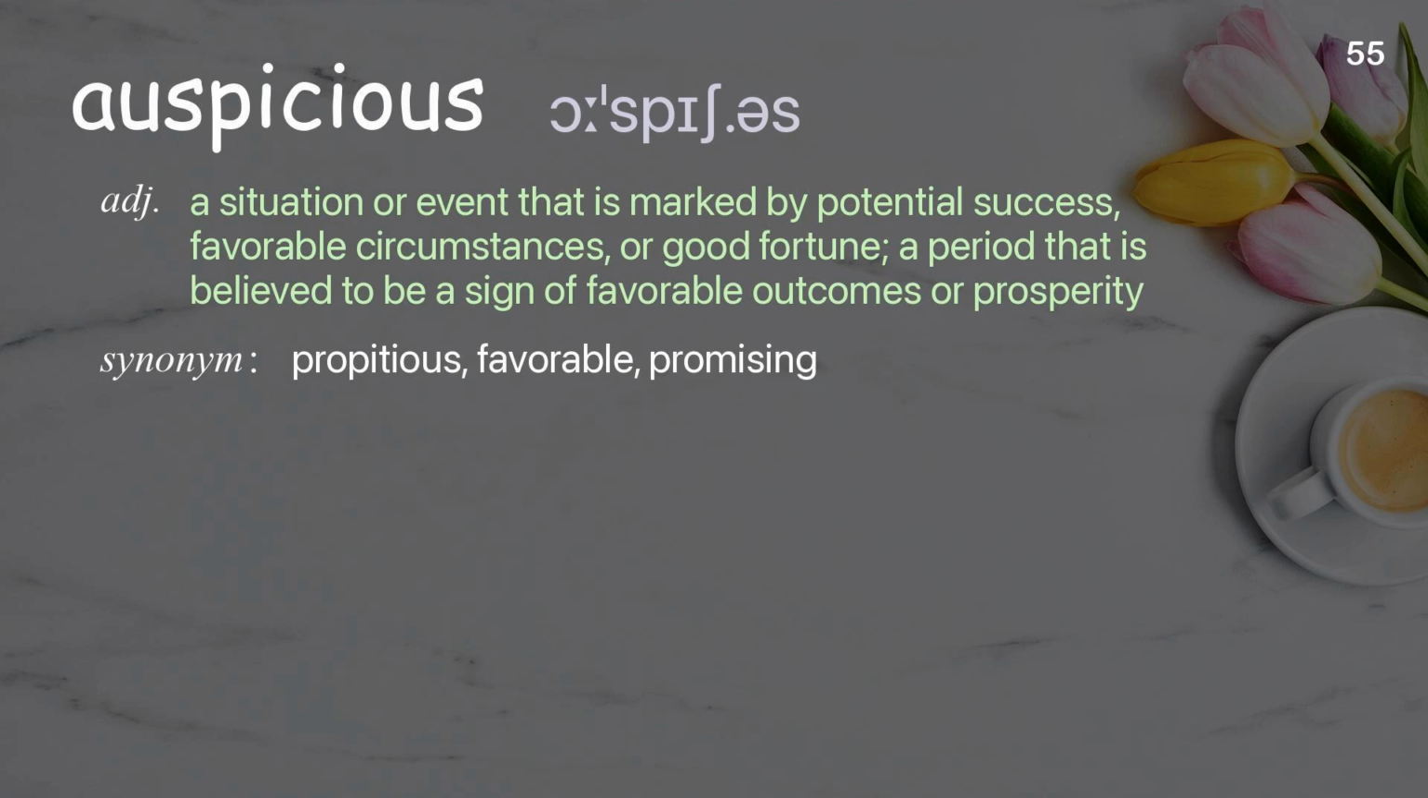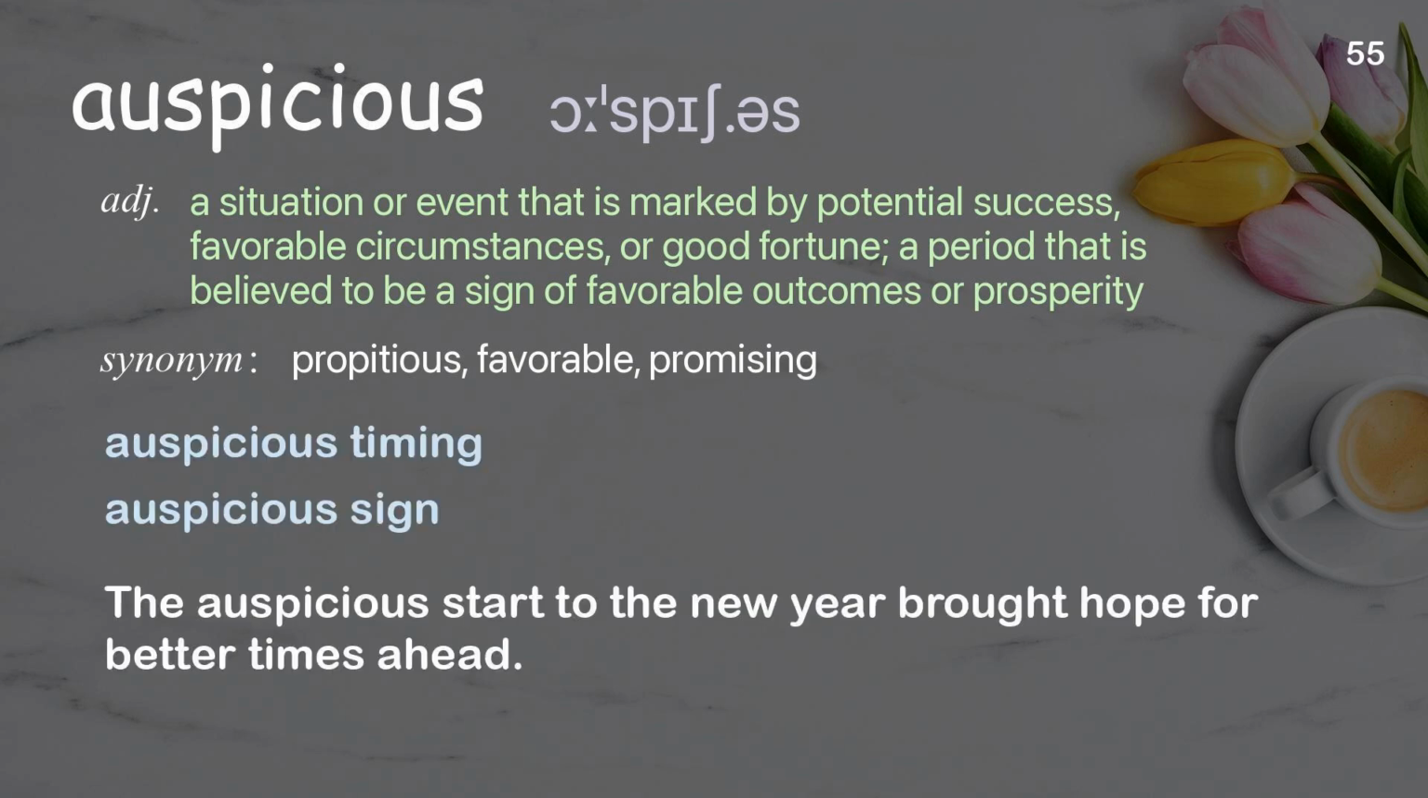Auspicious. A situation or event that is marked by potential success, favorable circumstances, or good fortune, a period that is believed to be a sign of favorable outcomes or prosperity. Examples: Auspicious timing. Auspicious sign. The auspicious start to the new year brought hope for better times ahead.